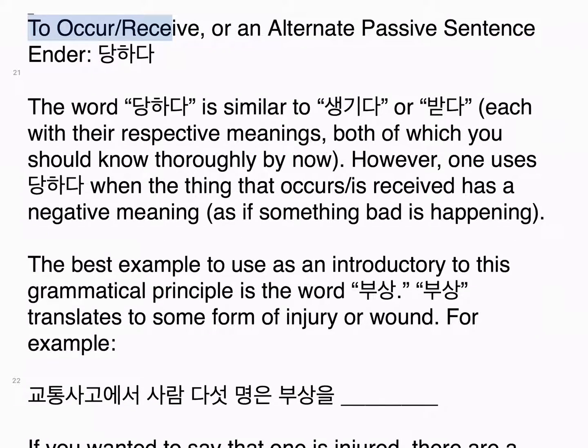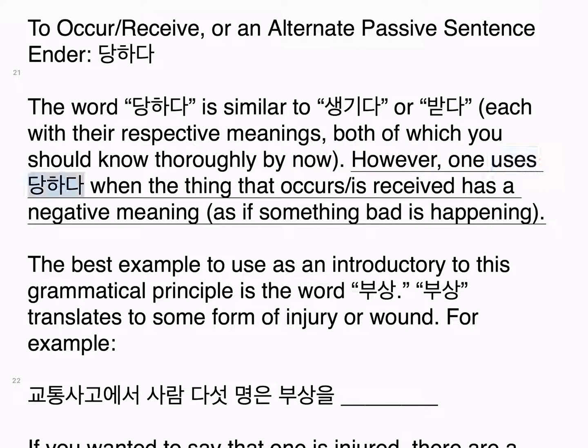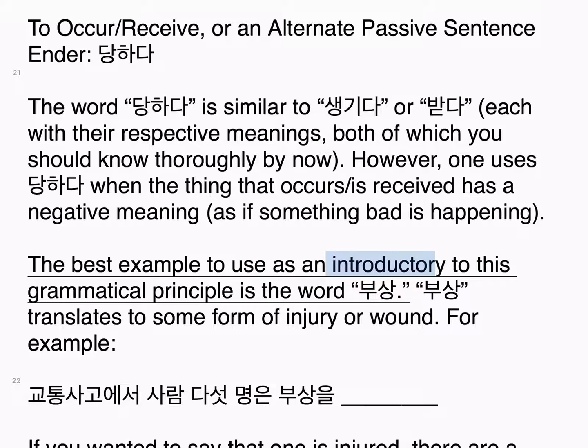To occur, receive, or an alternate passive sentence ender: 당하다. The word 당하다 is similar to 생기다 or 받다, each with their respective meanings, both of which you should know thoroughly by now. However, one uses 당하다 when the thing that occurs or is received has a negative meaning, as if something bad is happening. The best example to use as an introduction to this grammatical principle is the word 부상.